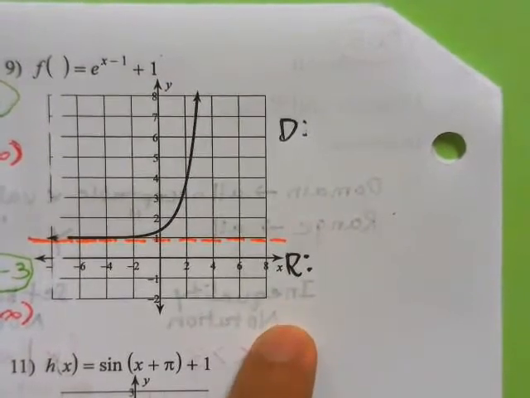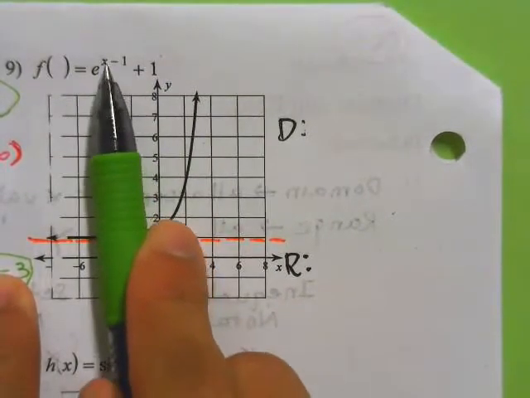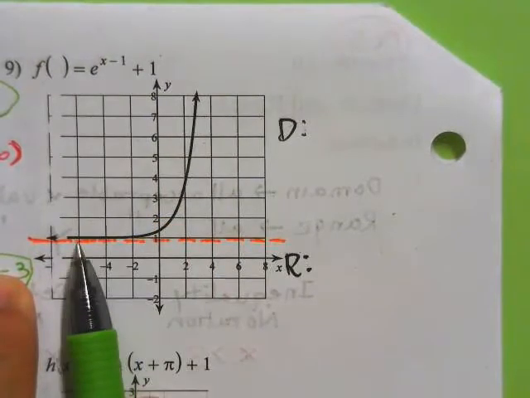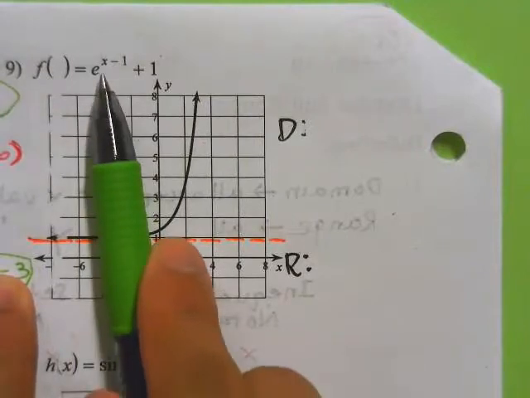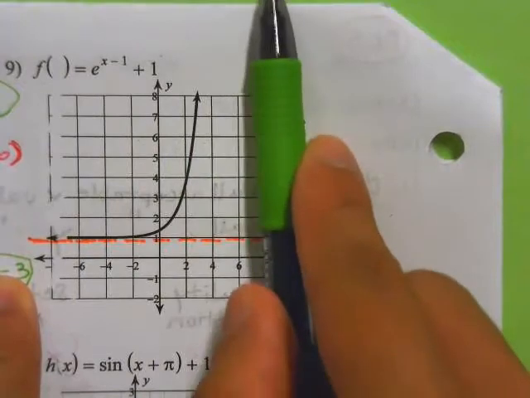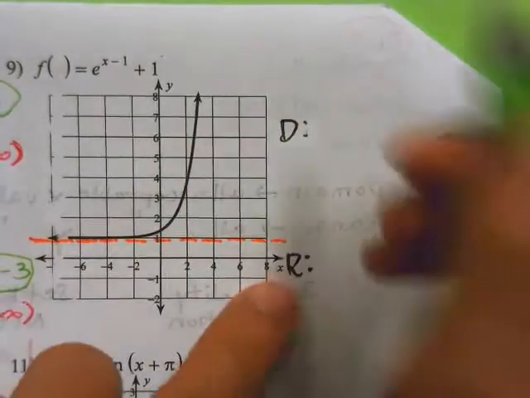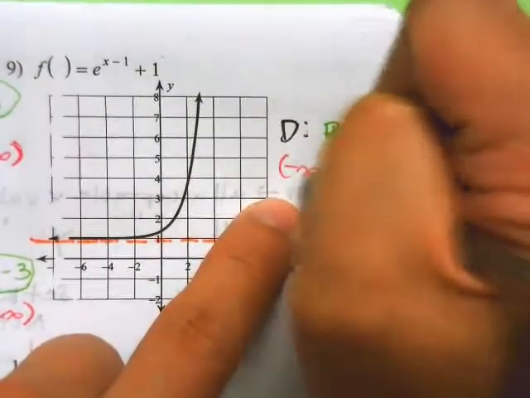For your domain, I think we can plug in any x that we want, and then we can get a y value. It also looks from this graph that we can plug in -6 and we have something. We can also plug in 8, and it will just be a huge number that's off this graph. So it's going to be all real numbers for the domain, so there's no restrictions for that.